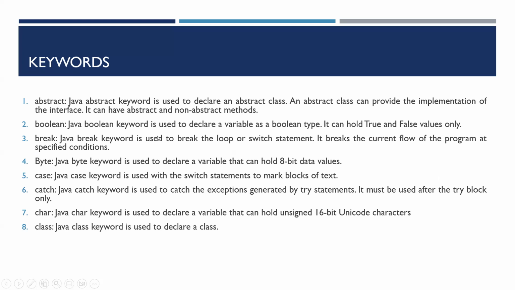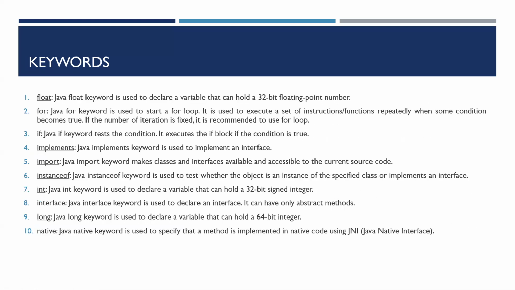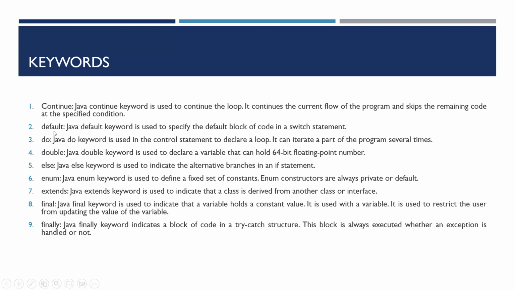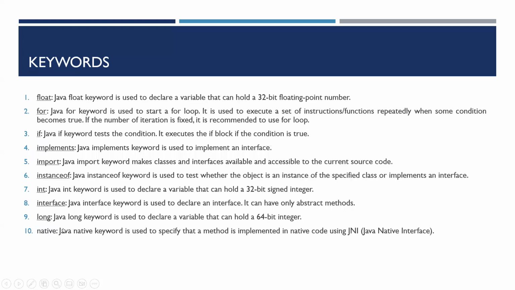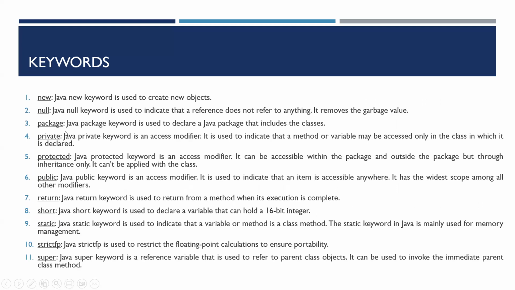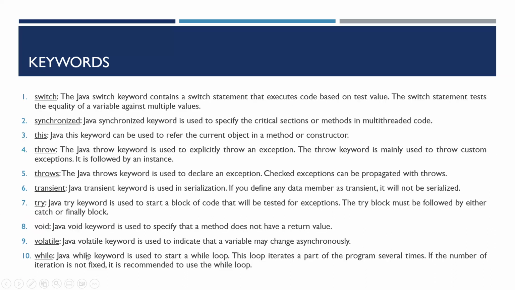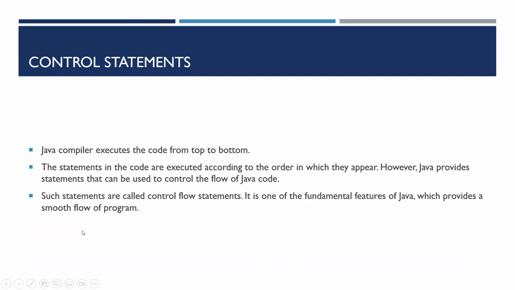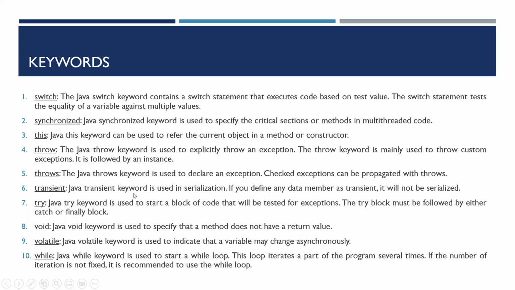So I have given the descriptions also, but we will not discuss them in detail. But whenever you have time to check them out, you can just go through them. So we have 40 of them: continue, default, do, double, else, enum, extends, final, finally, float, for, if, implements, import, instanceof, interface, long, native, new, null, package, private, protected, public, return, short, static, strictfp, super, switch, synchronized, this, throw, transient, try, void, volatile, while. So in total we have 40 keywords.